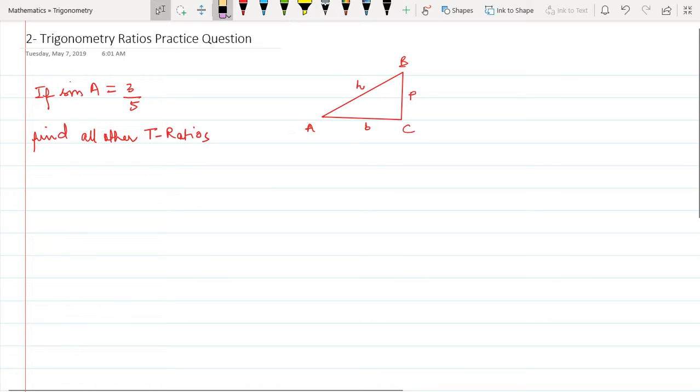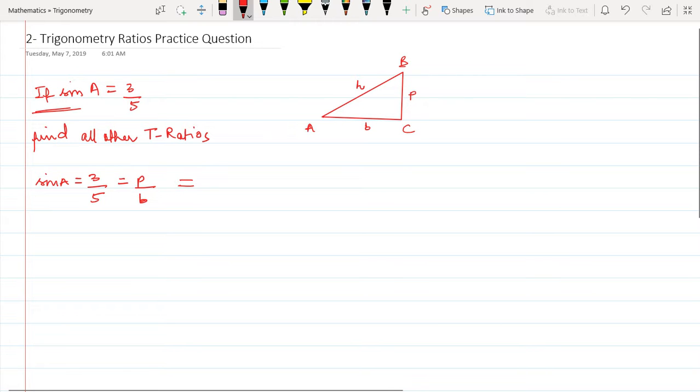So the question says, if sine of A is equal to 3 upon 5, then find all other trigonometric ratios. If sine of A is equal to 3 upon 5, I know that sine of A is equal to perpendicular upon base, right? Perpendicular upon base, and it is equal to 3 by 5.